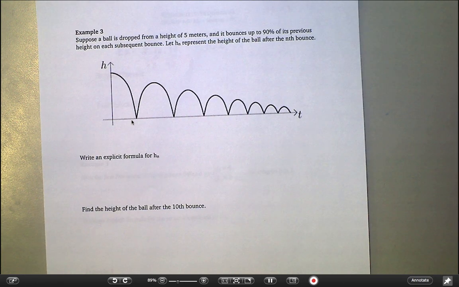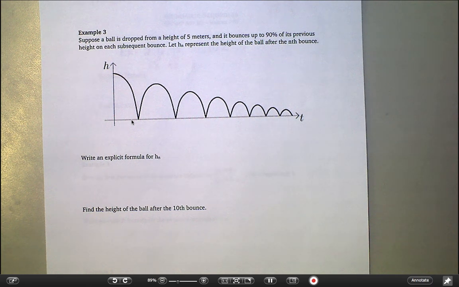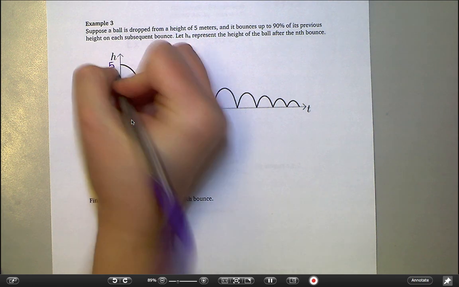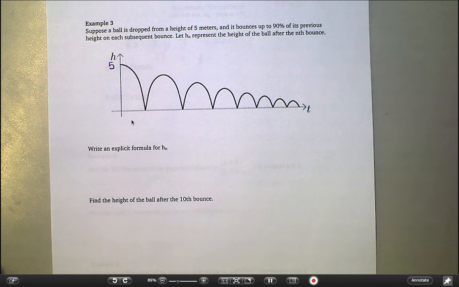suppose a ball is dropped from a height of 5 meters. Each time it bounces up to 90% of its previous height. Okay? Let h sub n represent the height of the ball after the nth bounce. So let's just label a couple of things here that we know for sure. We know we're starting at a height of 5 meters. Okay? So that height there is 5.